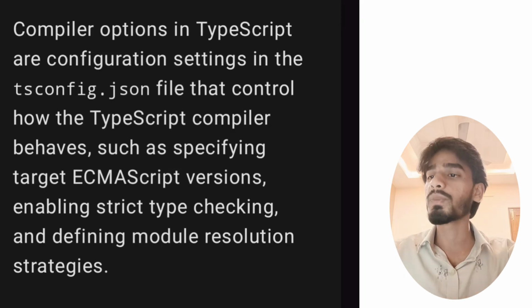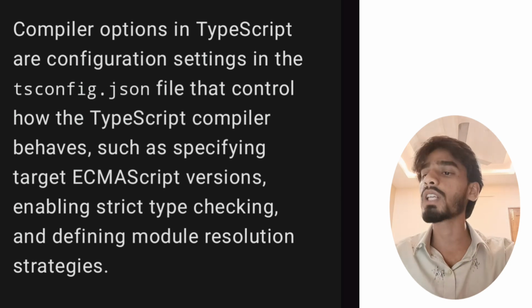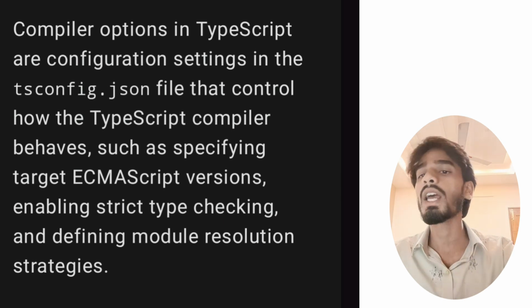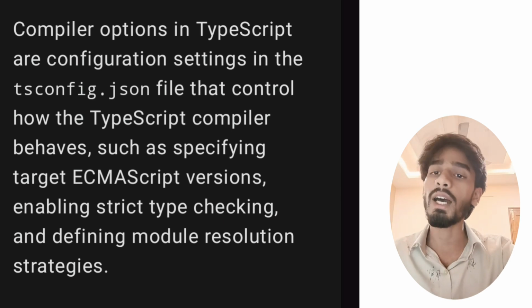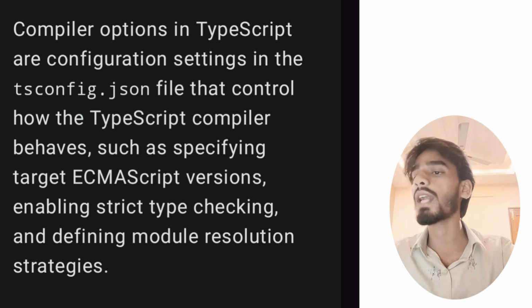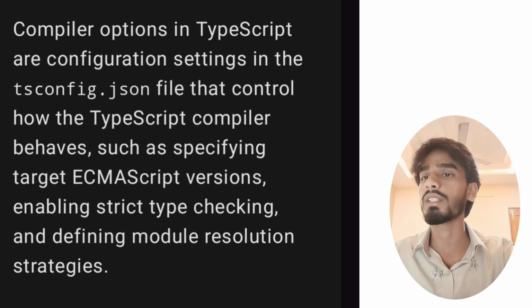Compiler options. Compiler options in TypeScript are configuration settings in the tsconfig.json file that control how the TypeScript compiler behaves, such as specifying target ECMAScript versions, enabling strict type checking, and defining module resolution strategies.